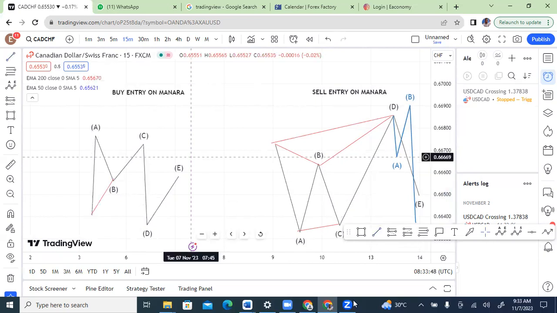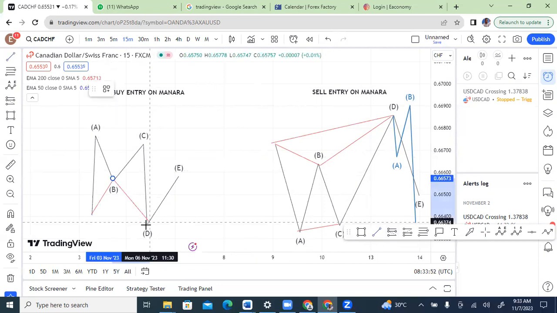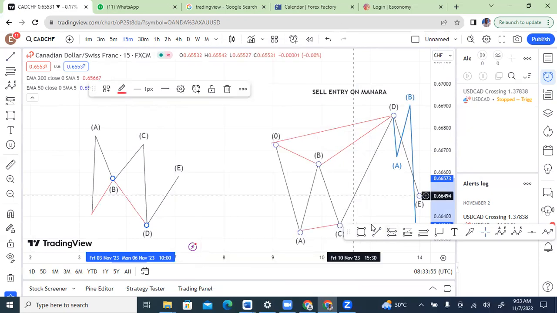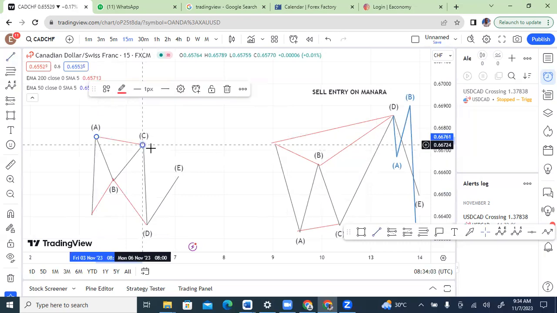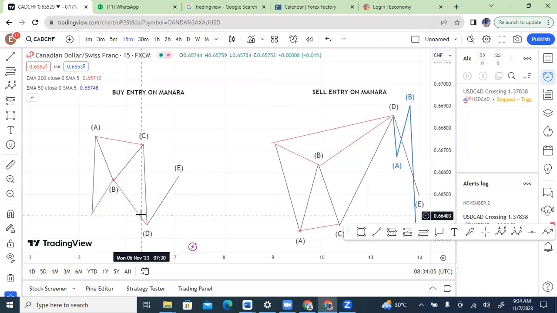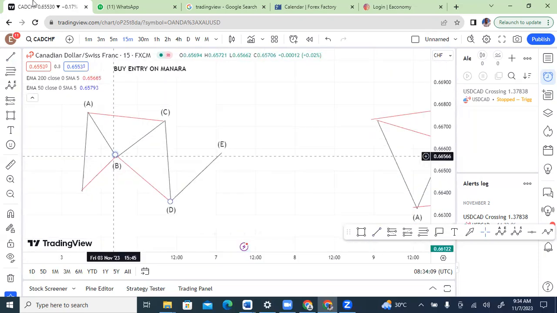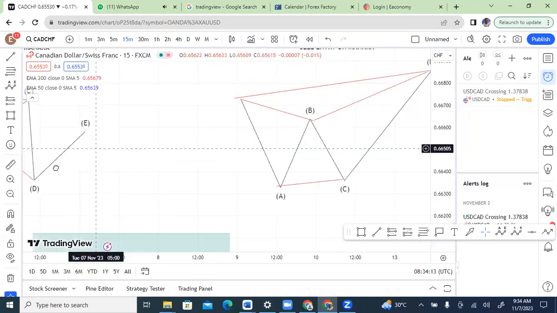Then I'm just connecting so it looks like the exact patterns you see on your Manara. But this is just a rough sketch. I'm still going to do it on the Manara website itself. So as you can see, this is just similar to what we have here. The D point is your entry, right? The D point is your entry as usual.